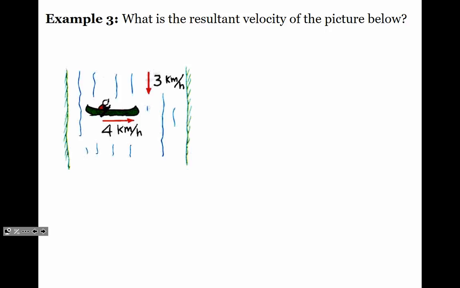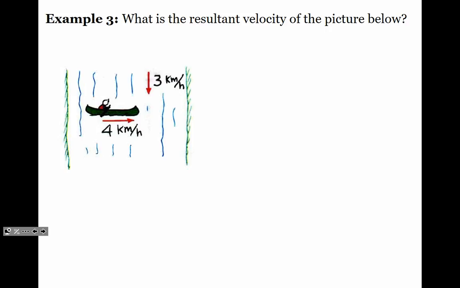So let's do this example. This example is the resultant velocity of the picture below. Velocity is telling us we want to know the direction. My little canoe person is going across the river. The river is creating a force or resistance against this, so it's going to cause the velocity to change.